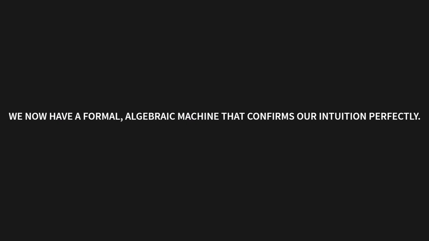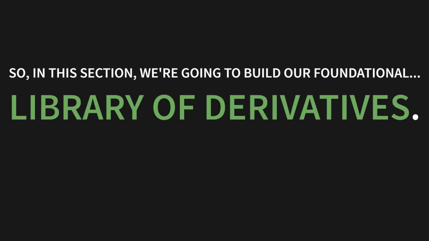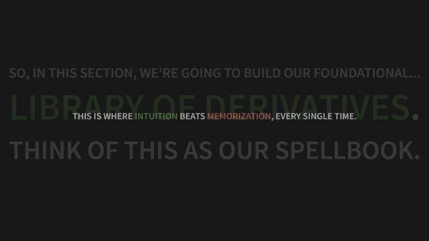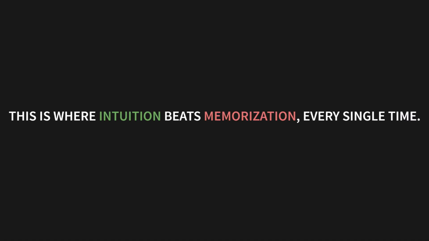The beast is tamed. We now have a formal algebraic machine that confirms our intuition perfectly. So in this section, we're going to build our foundational library of derivatives. Think of this as our spell book. This is where intuition beats memorization every single time. Let's start with the absolute basics.